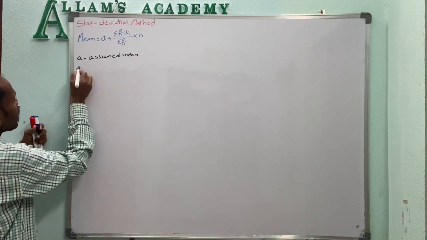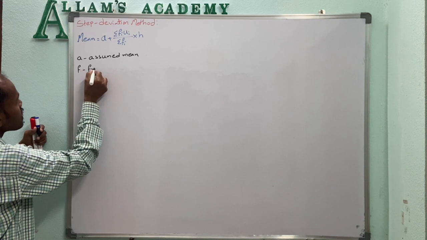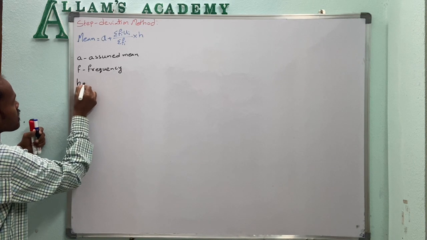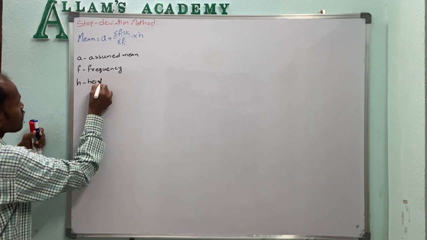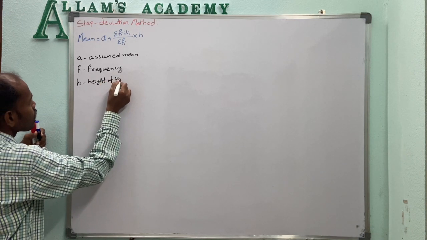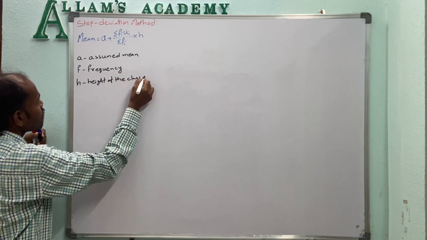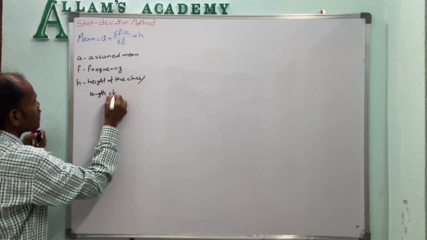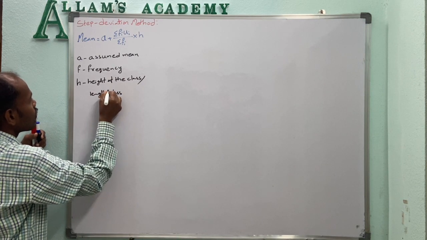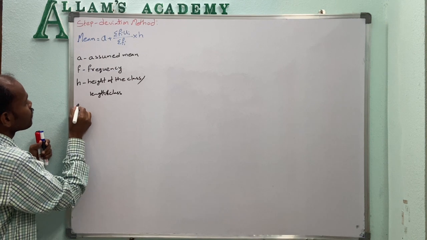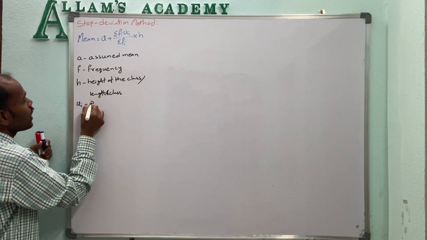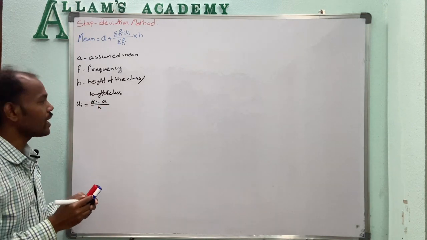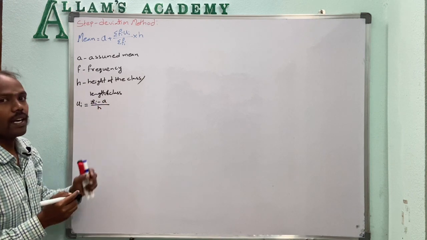already we know. F means frequency, this one also we know. H means height of the class, this one is also called the length of the class or class length of the class. And ui equal to xi minus a by h. Ui equal to xi minus a by h.